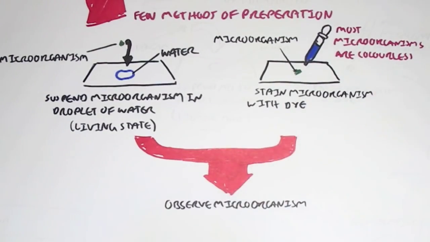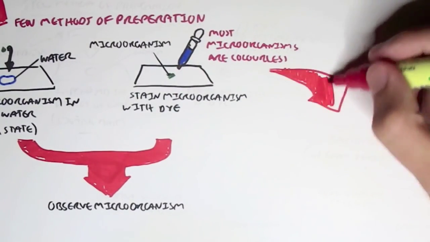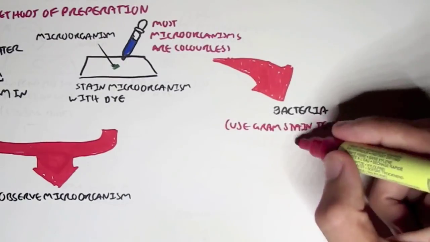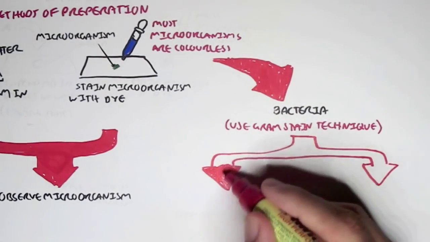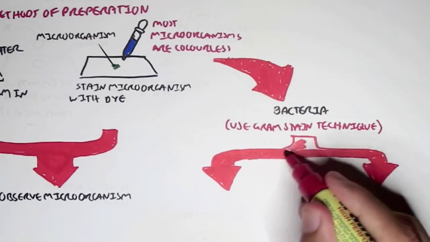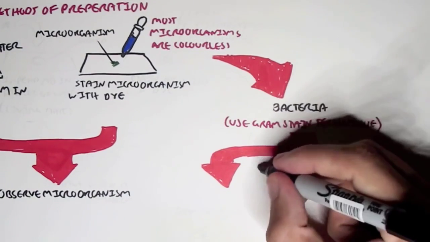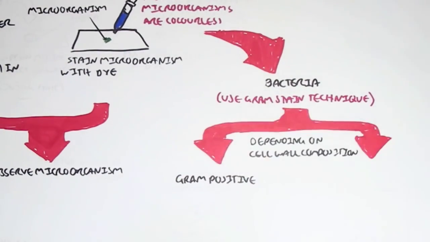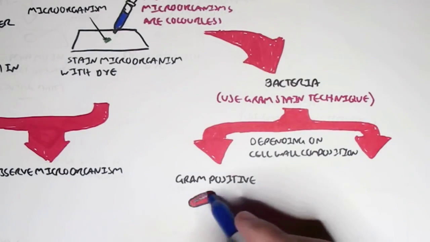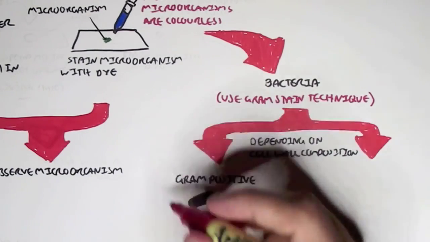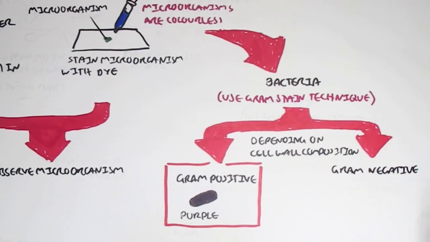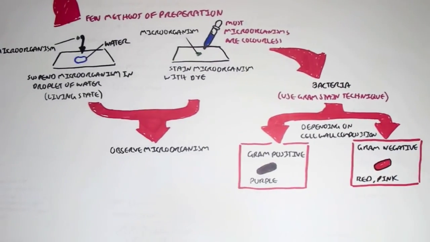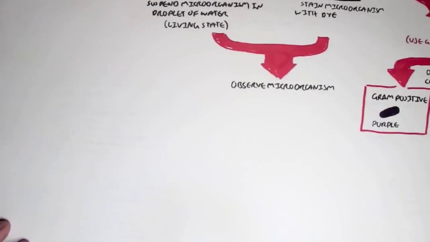Now, this dyeing technique, which is to color a microorganism, is really important in classifying bacteria into two major groups. The technique we use for dyeing is called the Gram stain technique, when we use a particular dye which colors the bacteria in different colors depending on the cell wall composition. For example, the bacteria will be classified as gram-positive if the color turns purple. However, if the bacteria turns red or pink, it will be called gram-negative bacteria. So gram-positive is usually purple, gram-negative is red or pink.